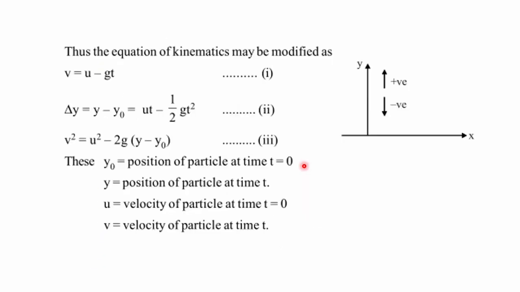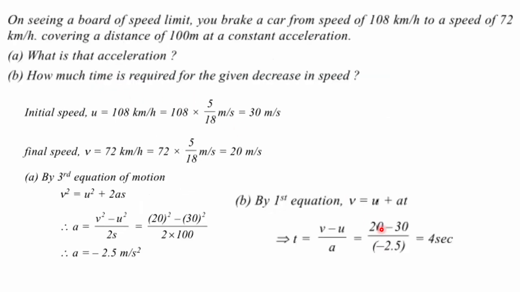So if anyone asks what the three equations of motion are for the motion under gravity, we use the same equations that were discussed or derived earlier, but in place of acceleration, we substitute the value of acceleration due to gravity. Now, based on these three equations of motion, we can do some problems.